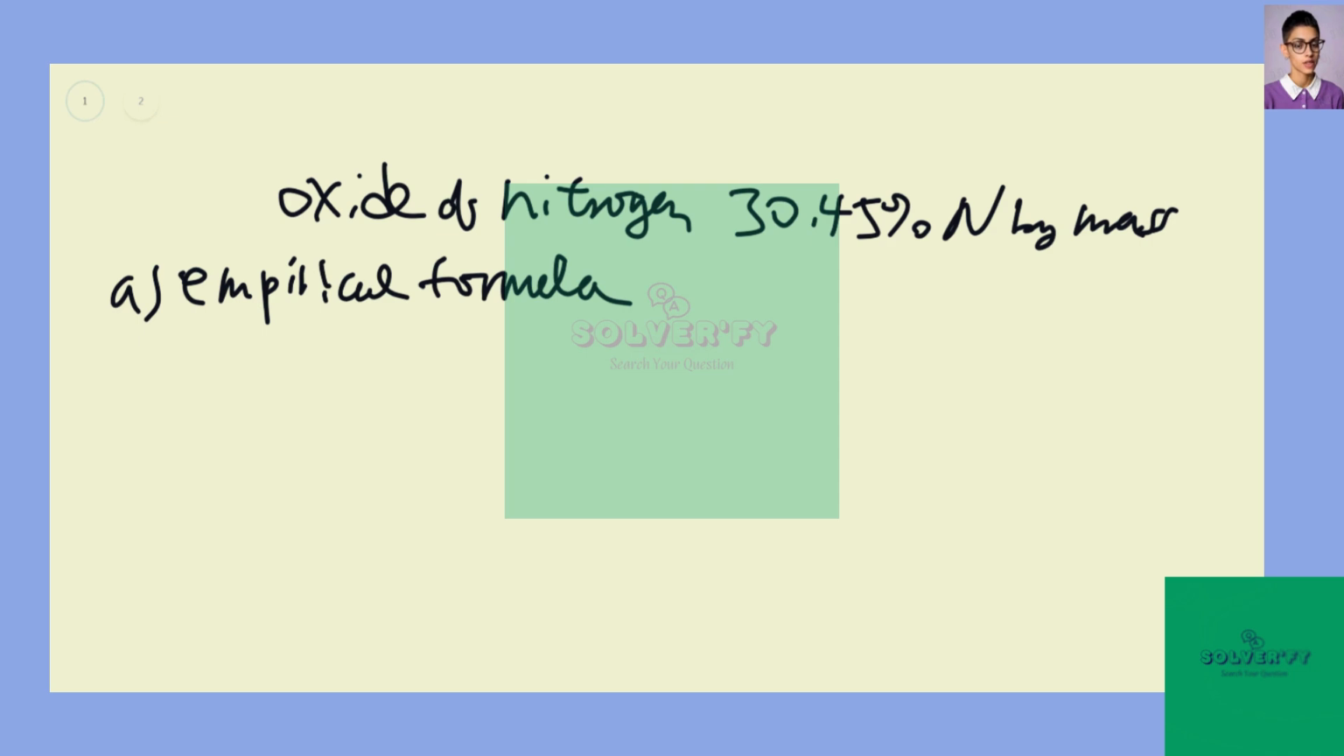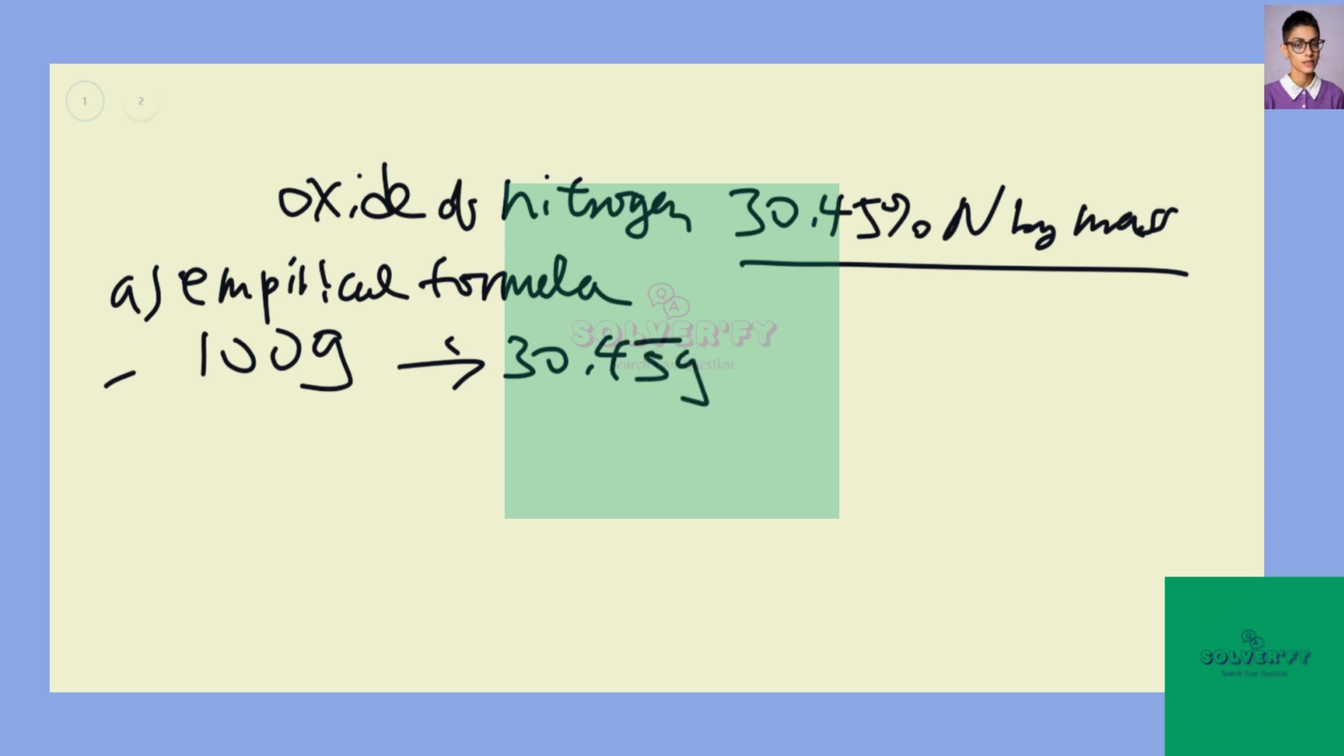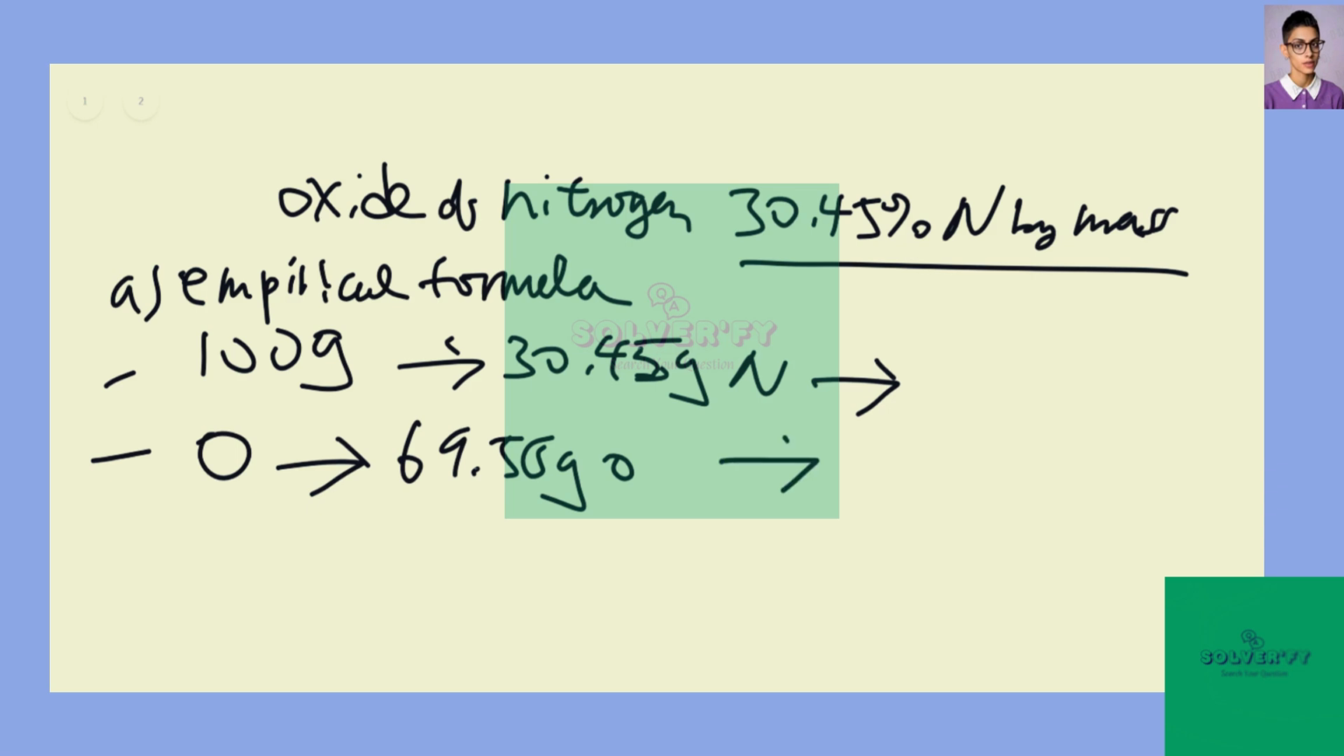Because we are looking at the mass percentage, we can assume that we have 100 grams of our oxide of nitrogen. Therefore, we will have 30.45 grams of nitrogen. We just need to convert that to number of moles first. Before we do that, we also have oxygen, as it is an oxide of nitrogen. So we can calculate the mass of oxygen: we assume 100 grams minus 30.45 grams, so we have 69.55 grams of oxygen. So we convert that to number of moles.